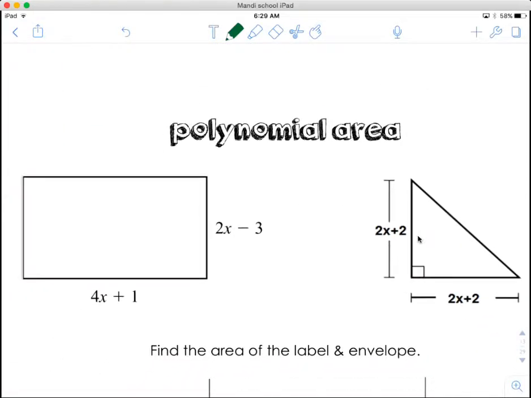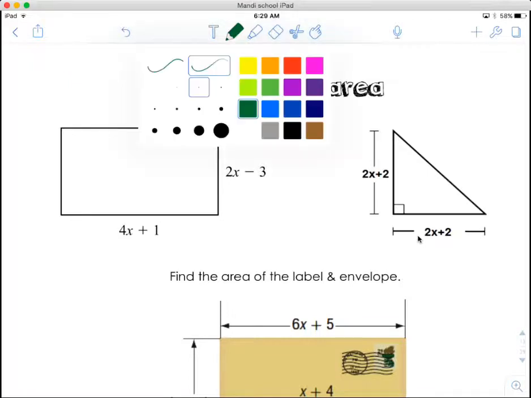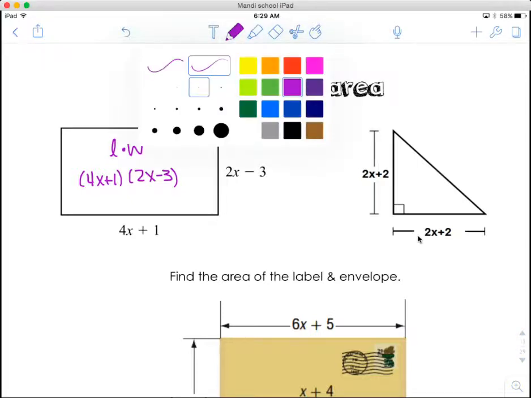All right, so polynomial area. Polynomial area works exactly the way that we were doing perimeter before, except instead of finding perimeter, we're finding area. So the area of a rectangle is length times width. So we're going to take the length, which is 4x plus 1, times the width, which is 2x minus 3. And then look at that. It looks just like what we were doing in the last step.